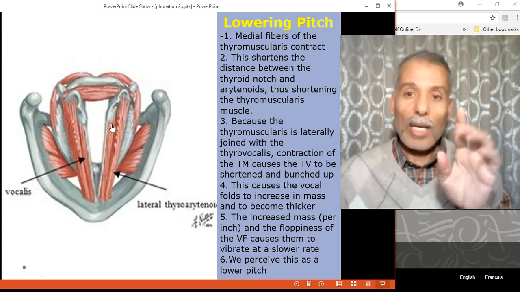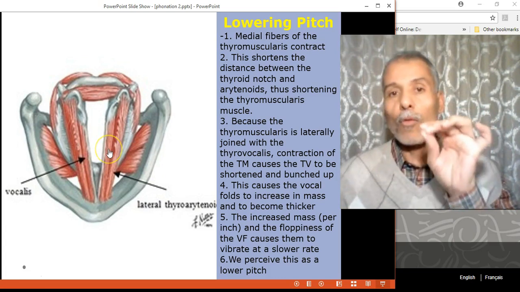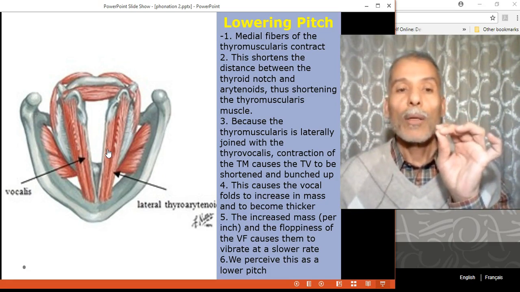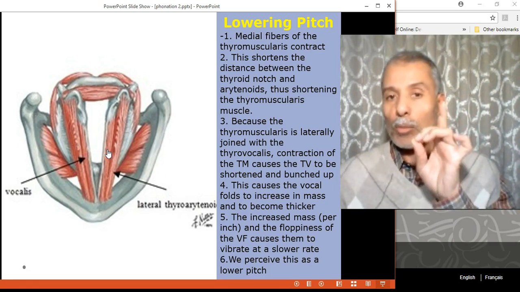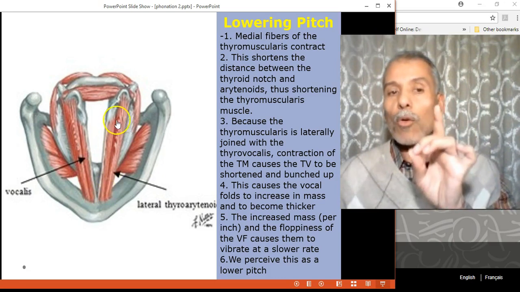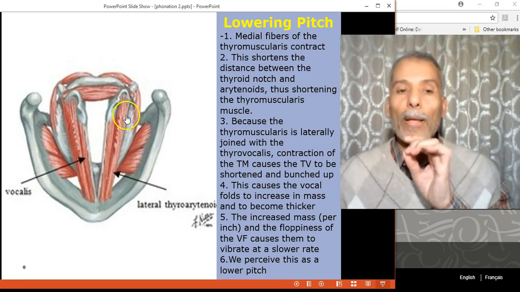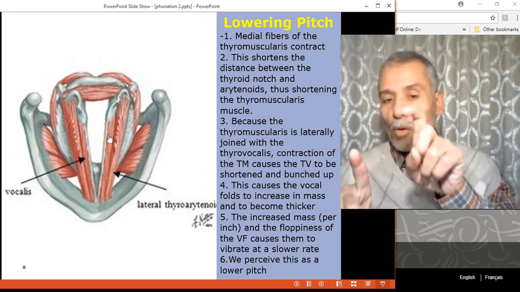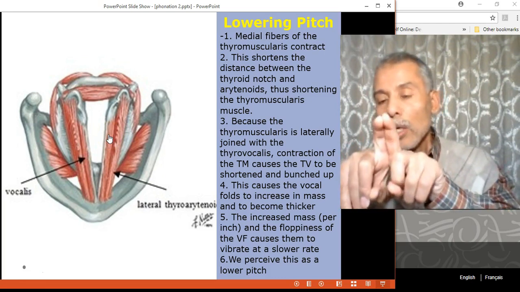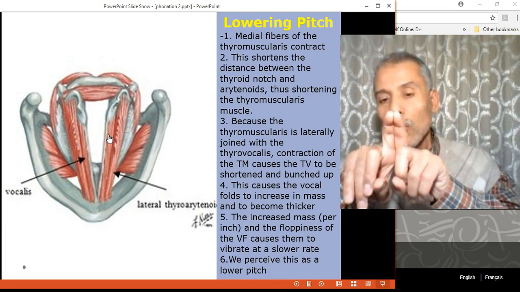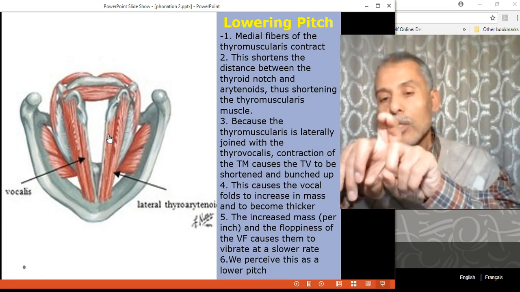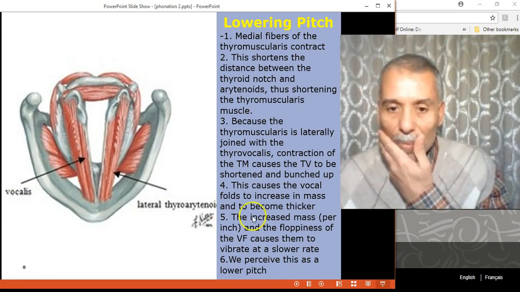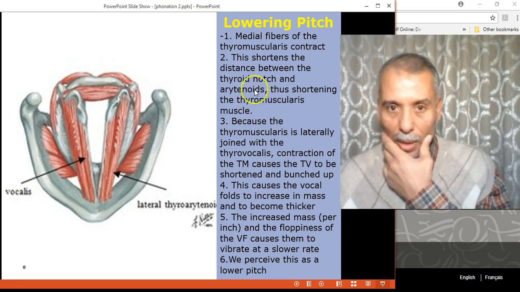Now remember, I did not say that it contracts. The thyrovocalis does not contract when you are lowering pitch. The only muscle that is responsible for lowering pitch is the thyromuscularis. And why is it able to act on the thyrovocalis? It is because the thyrovocalis is laterally joined with the thyromuscularis. So if the thyromuscularis shortens, it is going to shorten with it the thyrovocalis. And that is exactly what this says.